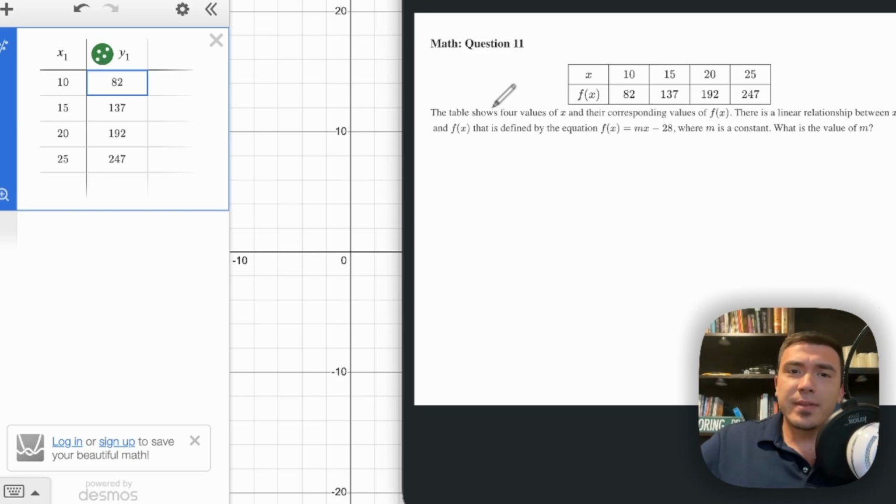So for this question right here, it says that the table shows 4 values of x and their corresponding values of f of x. There is a linear relationship between x and f of x that is defined by the equation f of x equals mx minus 28, where m is a constant. What is the value of m?